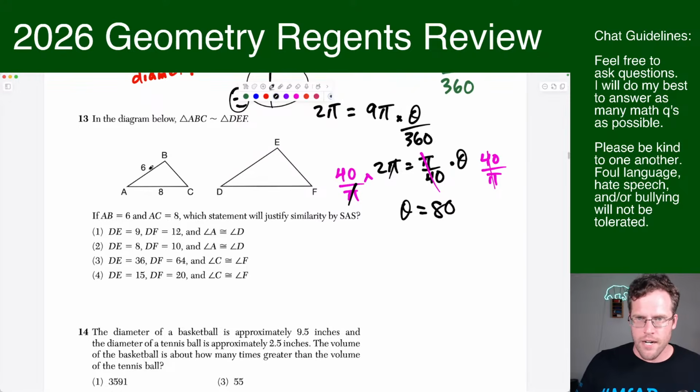All right. In the diagram below, these triangles are similar. This means similar. And let's see. AB is 6. This is 8. Which statement will justify similarity by side angle side?